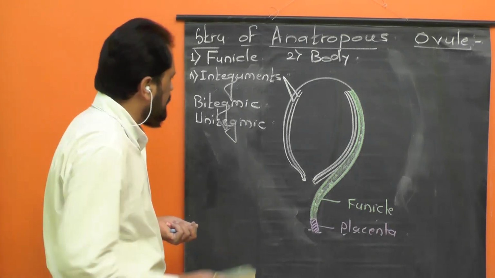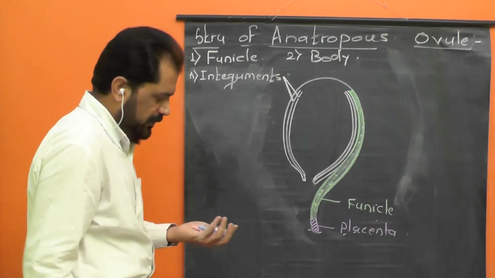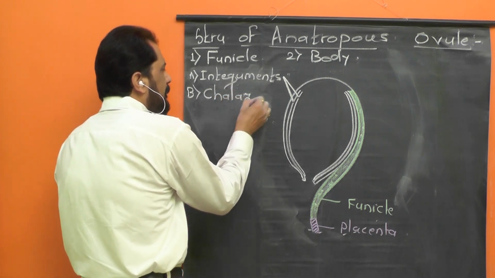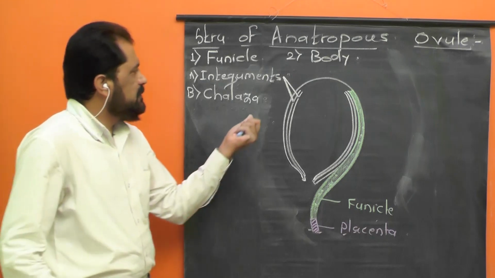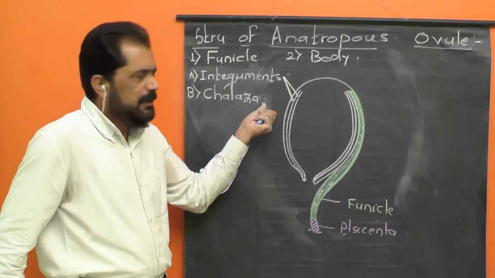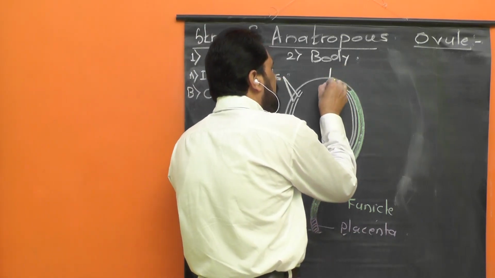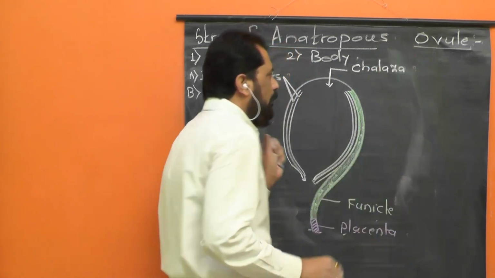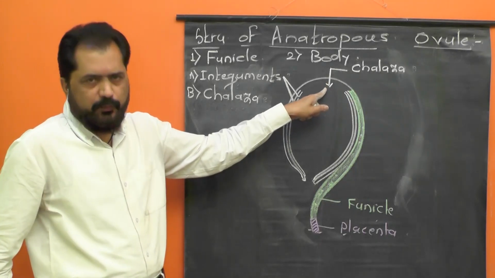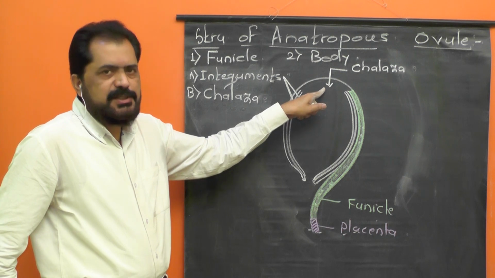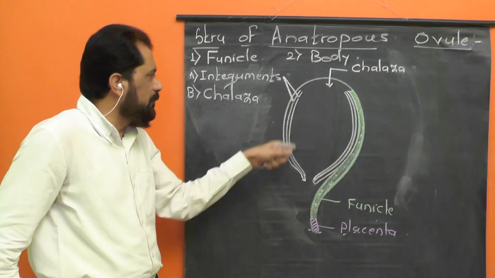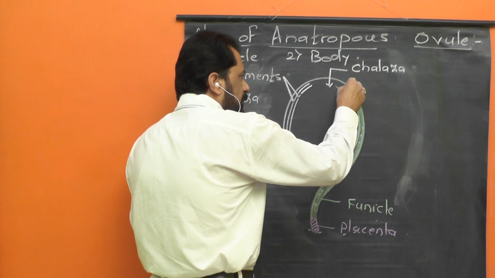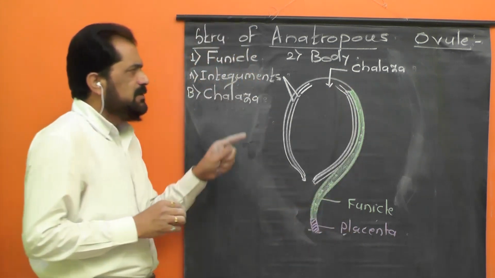Now come to the second part, that is chalaza. Second part of the body of ovule, that is chalaza. Chalaza is nothing but the base of the body of ovule. Actually, chalaza is the region of origin of integuments. Please look at this diagram. These integuments, they originate from this chalaza.